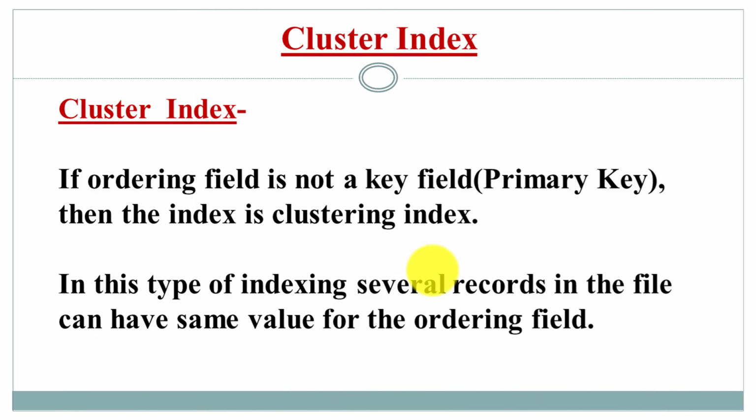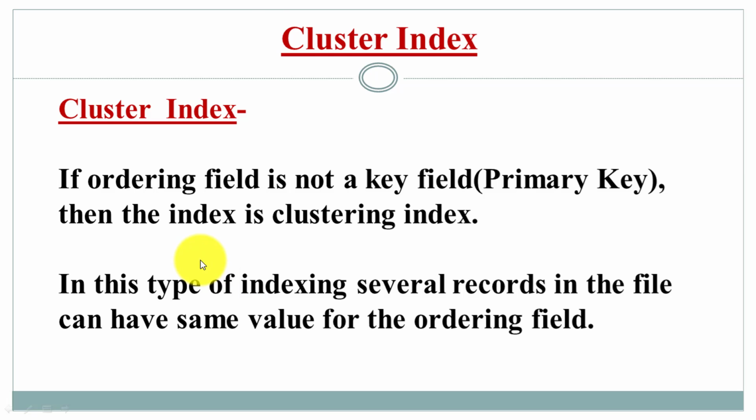So what is cluster index? Cluster index is similar to primary index because here the main file is a sorted one. In cluster index, if the ordering field is not a key field, that is, not the primary key, then the index is a clustering index. In this type of indexing, several records in the file can have the same value for the ordering field.